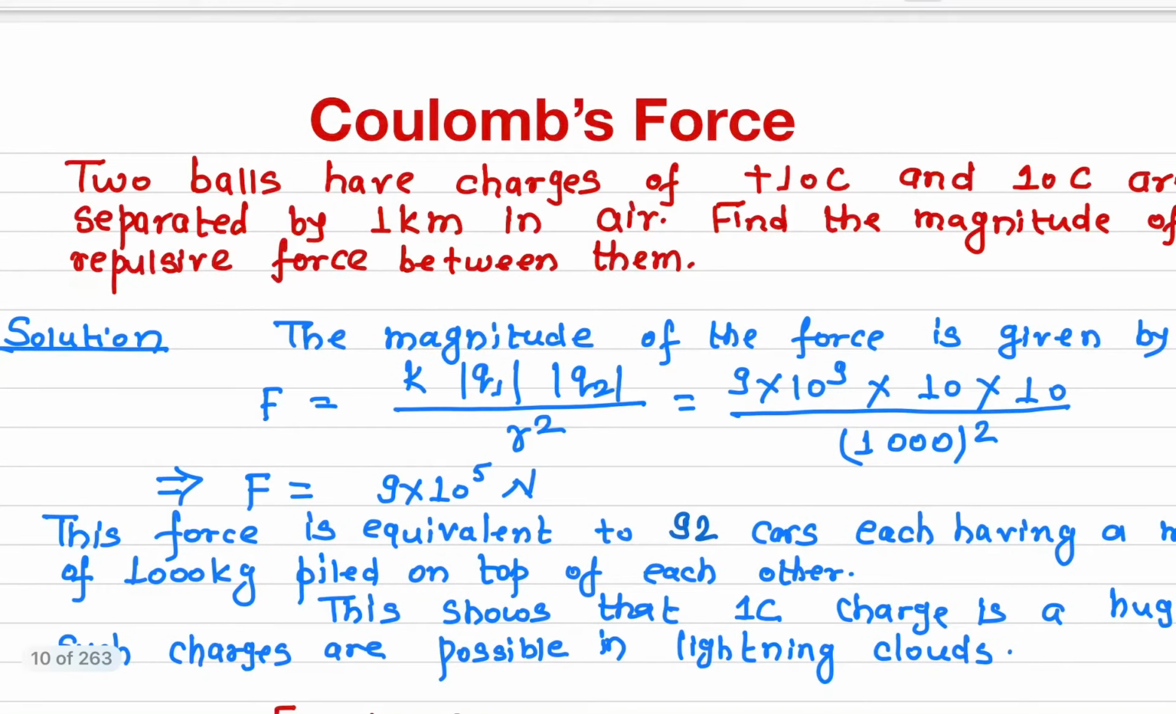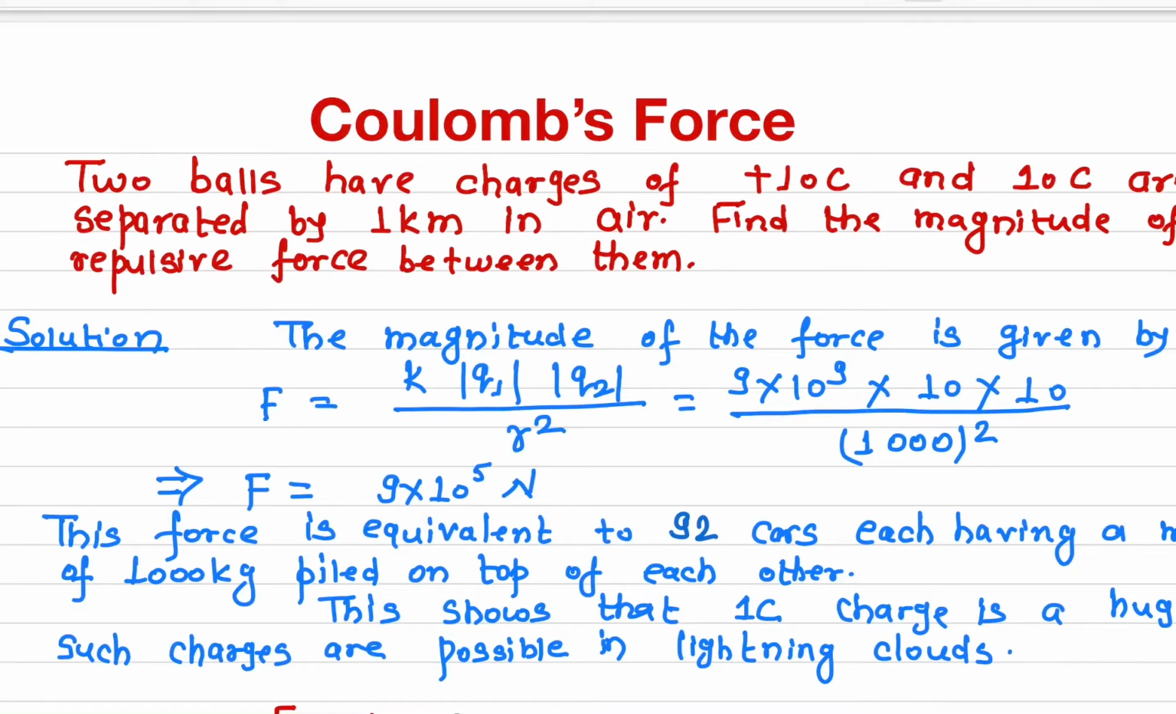And remember that this charge is in Coulomb here. So what does that mean? The Coulomb is a huge charge. 1 Coulomb is a huge charge. So in general, the charges are expressed in either microcoulomb or in nanocoulomb or in picocoulomb. Those are the most preferred units of charge. But 1 Coulomb is a huge charge.